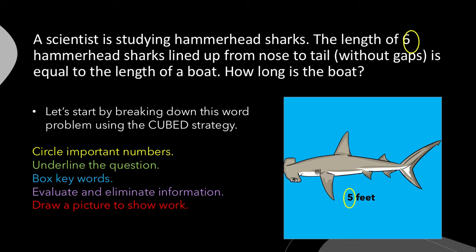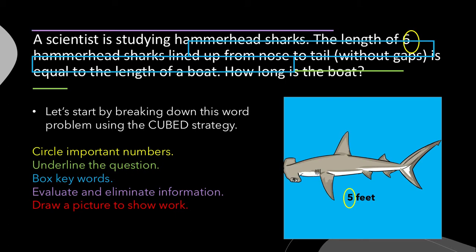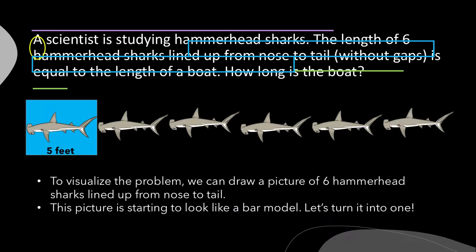So when we are looking at our important numbers, we know that 6 hammerhead sharks is what we are looking for. We know that it says how long is the boat. We circle or box our keywords, which is the length of the hammerhead sharks lined up nose to nose without any gaps is the length of the boat. And we are going to look at the picture. Here we know that there are 6 hammerhead sharks and each hammerhead shark is 5 feet long. To visualize the problem, you can draw a picture.